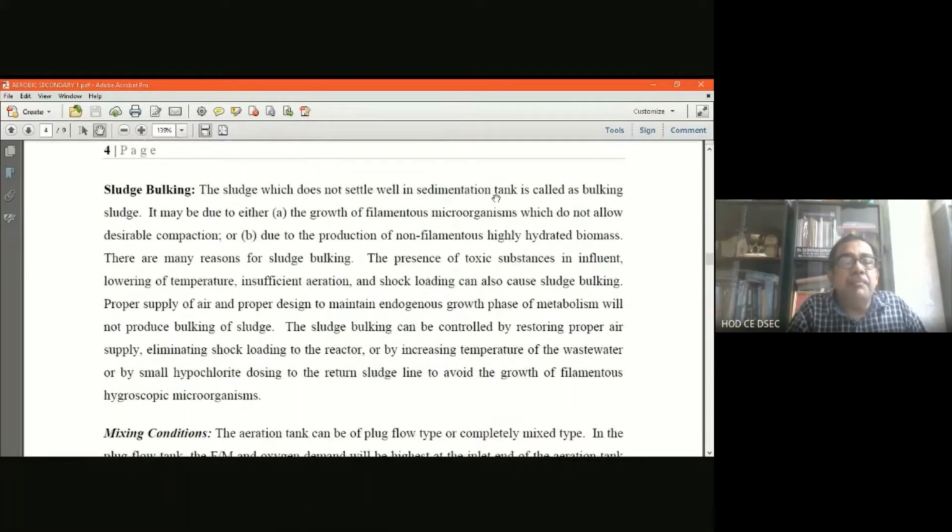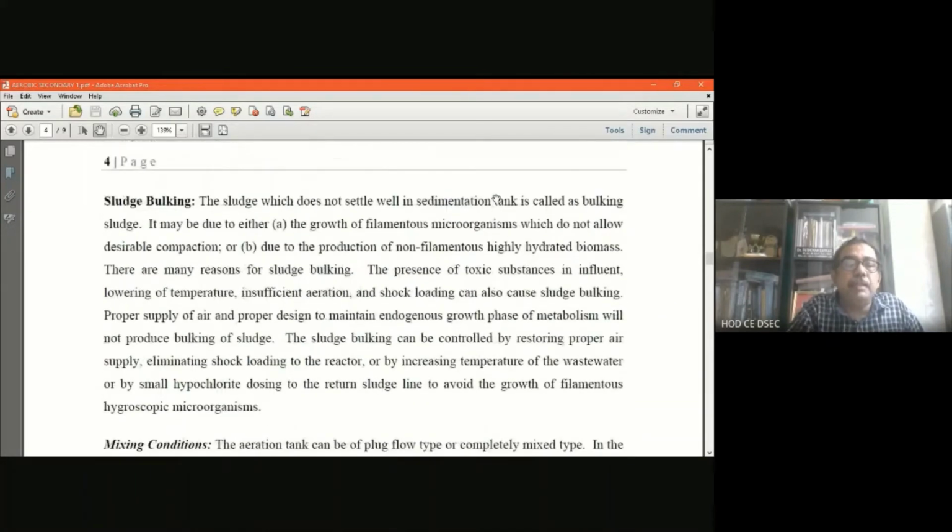Now what is sludge bulking? Very, very important. When the sludge does not settle well in the sedimentation tank, it is called sludge bulking. When it is found that sludge does not settle well in the sedimentation tank, that means bulking of sludge appears. What does it indicate? It is due to the growth of filamentous microorganisms which do not allow desirable compaction. Due to filamentous growth of the microorganisms, the compactness of the sludge will not be obtained. That is one of the reasons for the formation of sludge bulking.